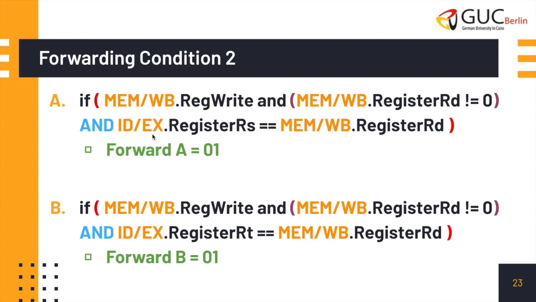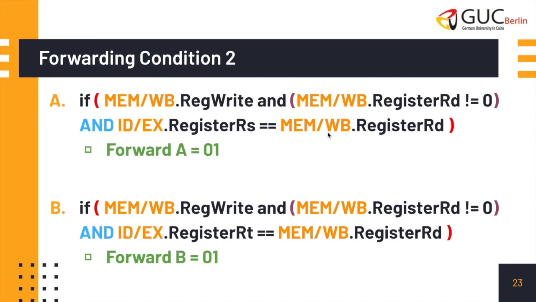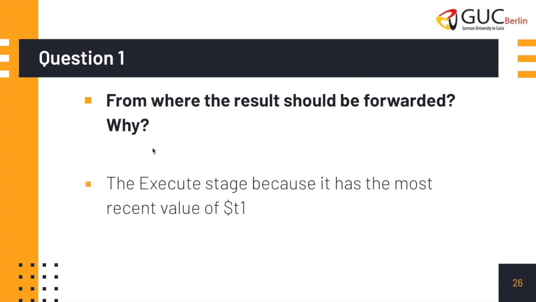N plus 2 is in id/ex and n is in mem/write back. At the same time, Rs of n plus 2 is equal to Rd of n plus 1, since n plus 2 is in id/ex and n plus 1 is in ex/mem. So 1a and 2a will be true, but in reality I want to forward the data of 1a. I do not want to forward for the 2a condition because I want the most recent or updated value for register T1. That's why we should forward from the execute stage.